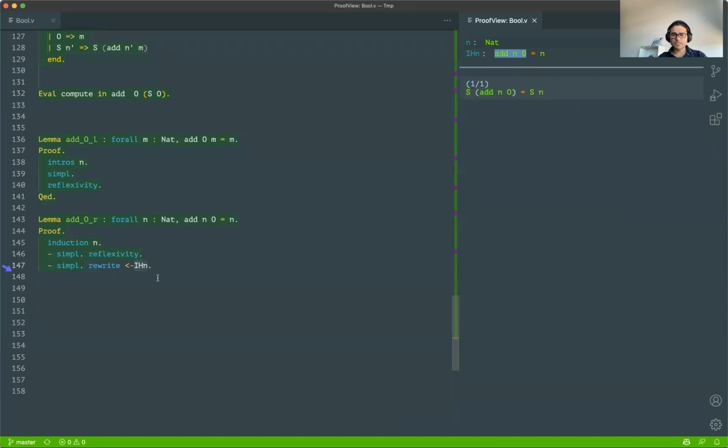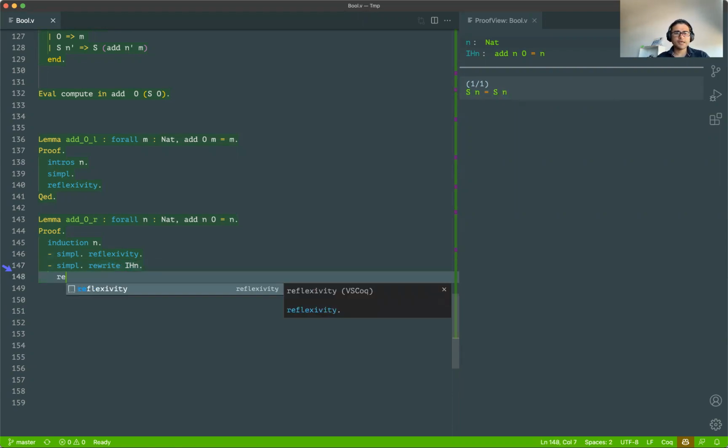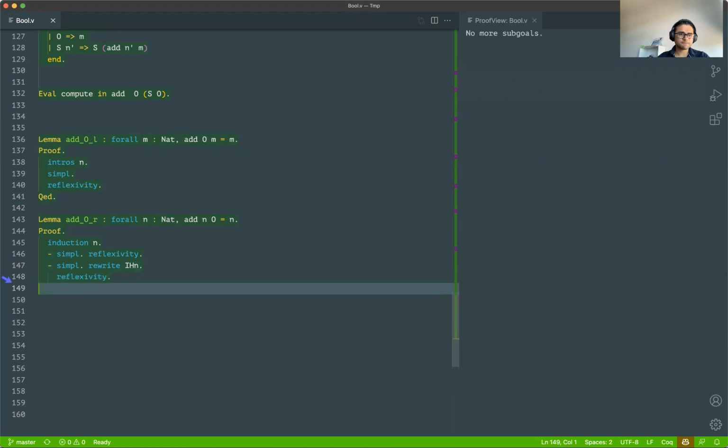So if this rewrite successfully rewrites, then this n would be replaced by add n O, and this n would be replaced by add n O. So you see, you can rewrite both ways of an equality, but which way you write depends on your situation. But this is how rewrite works. So in this case, it's not very helpful. We'll get rid of this. We'll rewrite. And now we have reflexivity and QED.